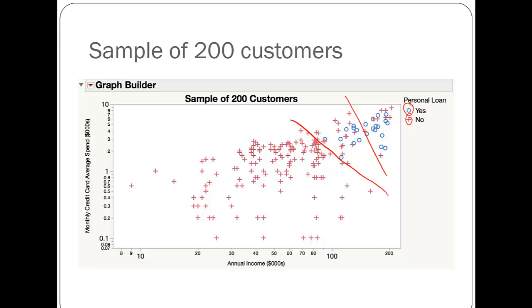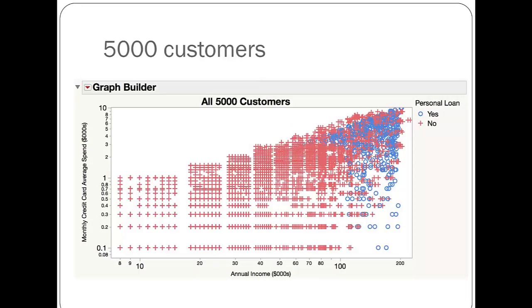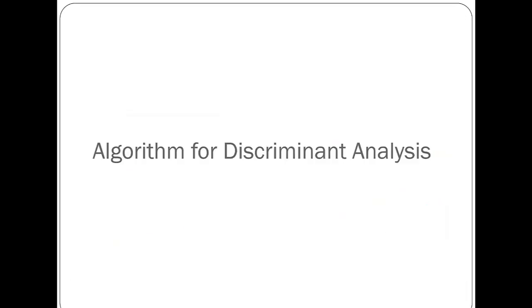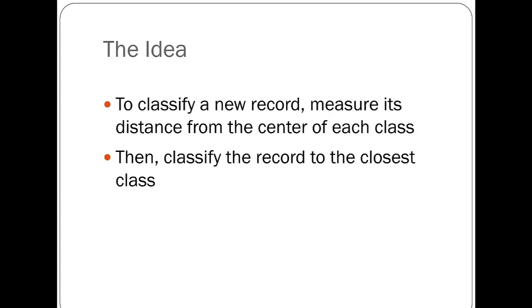Now, that's not easy to do. If you have 200 customers, what happens when you have all 5,000 customers? This is where we start to use our software and let the computer do the heavy lifting. So what are we going to do? What's the algorithm we're going to follow?